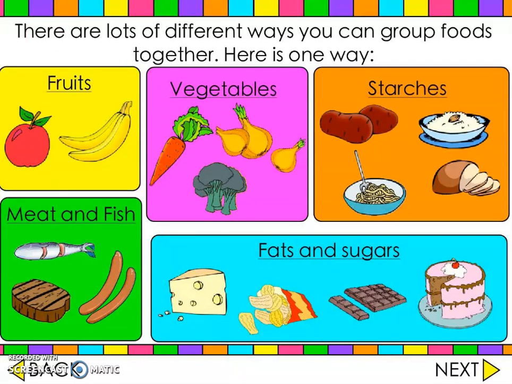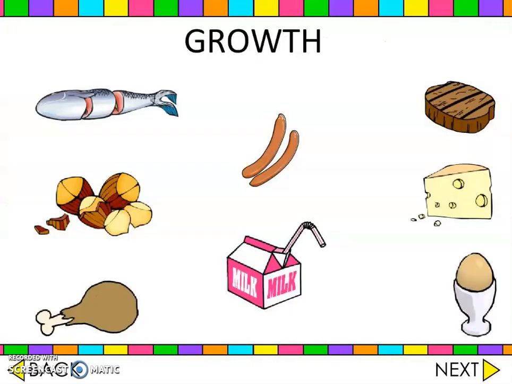Now these different groups of food that you can see all provide different things that our body needs. However, the two main reasons that humans and other animals need food is for growth and for energy. Foods for growth are called proteins, and protein helps us to grow but also to repair our bodies when we're ill or injured. Good foods for growth include meat, fish, nuts, cheese, milk and eggs.